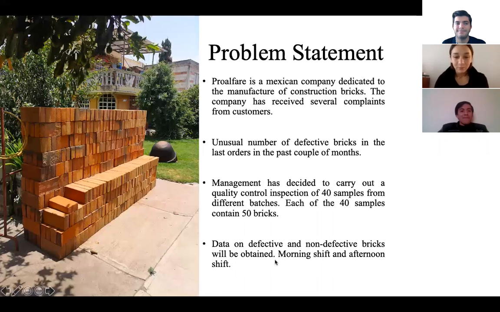Problem statement. Poralfare is a Mexican company dedicated to the manufacture of construction bricks. The company has received several complaints from customers about an unusual number of defective bricks in the batches sold. Management has decided to carry out a quality control inspection of 40 samples from different batches. Each of the 40 samples contains 50 bricks. Data on the defective and non-defective bricks will be obtained. 20 samples will be obtained from the morning shift and the other 20 from the afternoon shift.